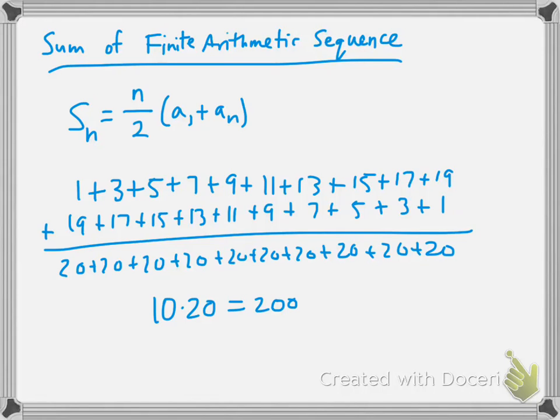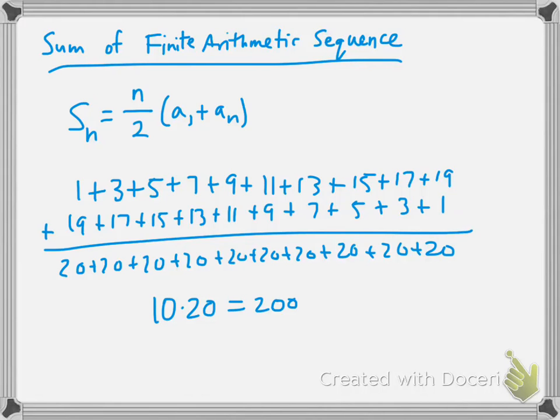That's way faster, and I can think about this in my head. Well, what's 1 and 19 together? That's 20, and they all add up to 20, and how many pairs is that? Well, 10 times 20 is 200. Way quicker than having to add them all up together.